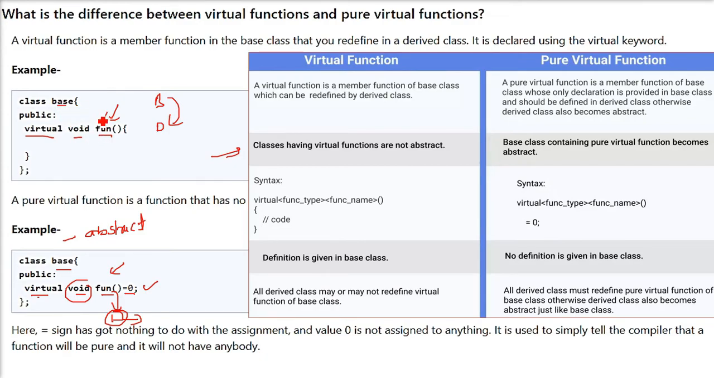Now, for a virtual function, all derived classes may or may not redefine the virtual function of the base class. If there is a virtual function, the derived class may not write anything about it. But all derived classes must redefine a pure virtual function. Otherwise, the derived class will also become abstract, just like the base class. Okay, if there is a pure virtual function and you don't redefine it in your derived class, it will be abstract.